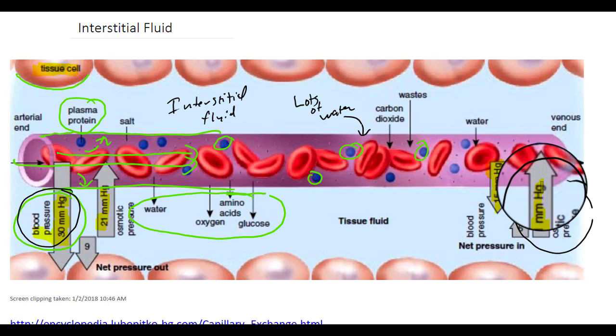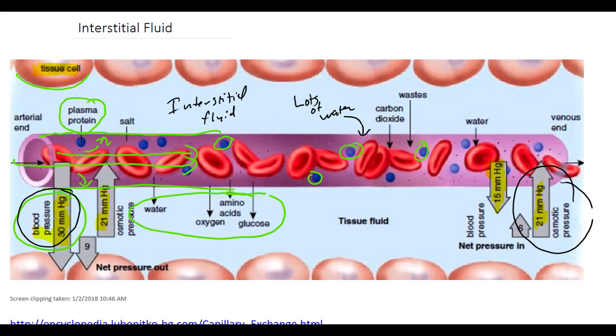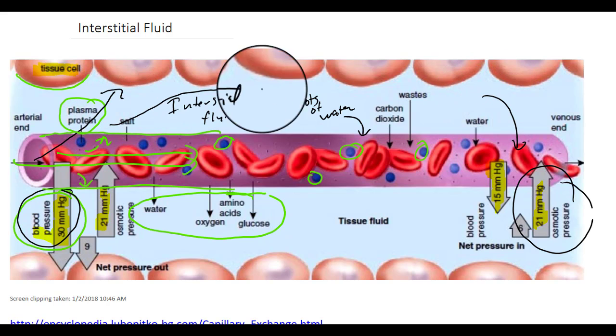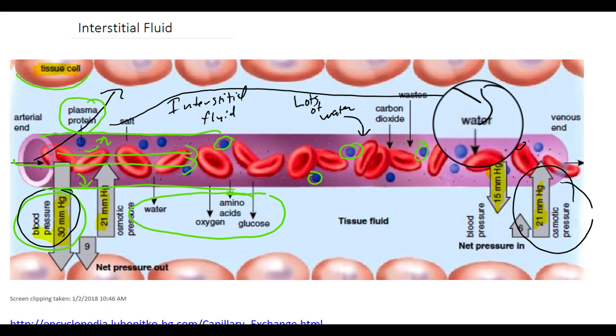So at the arterial end of this blood vessel, hydrostatic pressure is stronger than osmotic pressure, and fluid moves out of the capillaries, net movement out at the arterial end, and at the venous end, the hydrostatic pressure, blood pressure, is lower than osmotic pressure, so fluid moves back in. And we have a nice circulation from the plasma through the interstitial fluid.